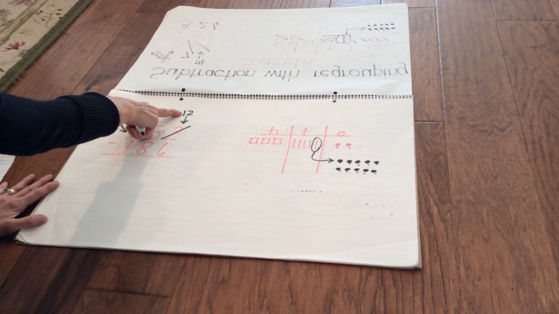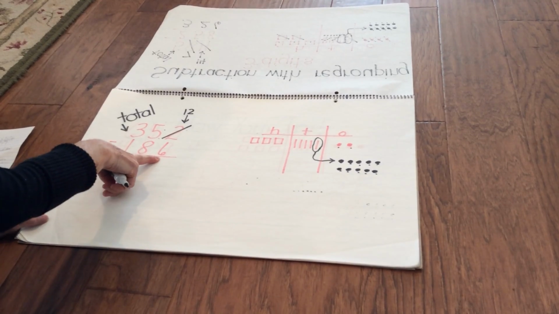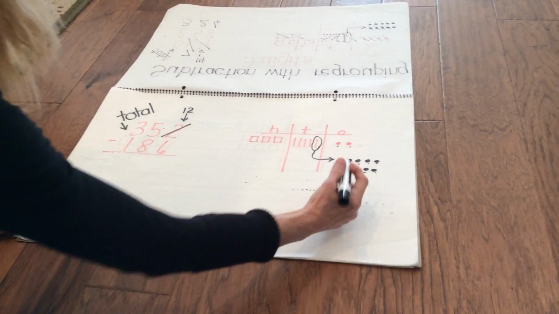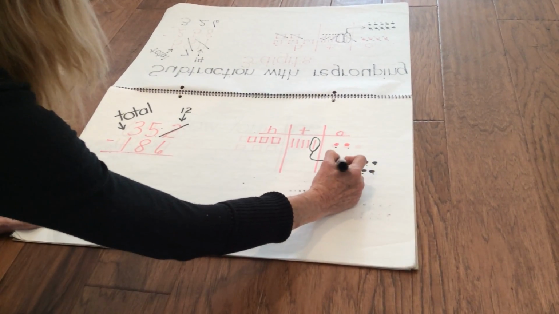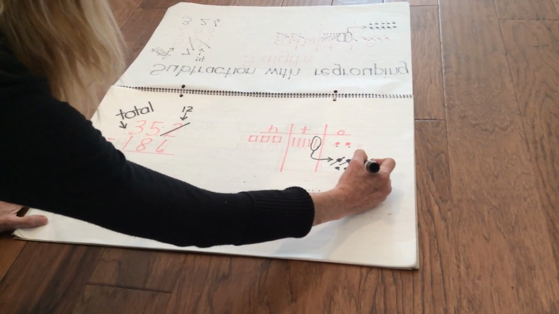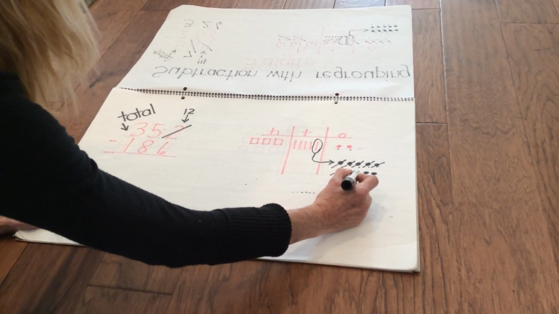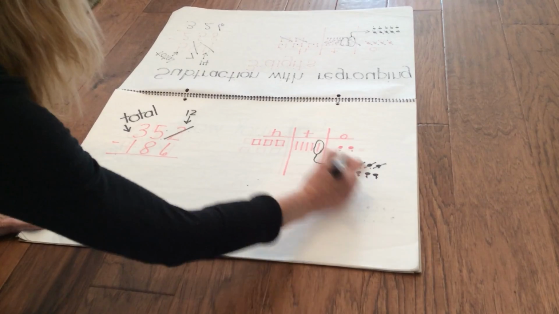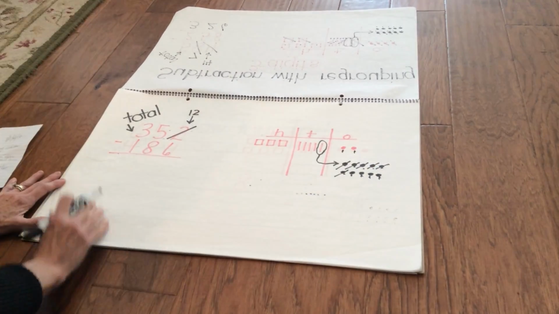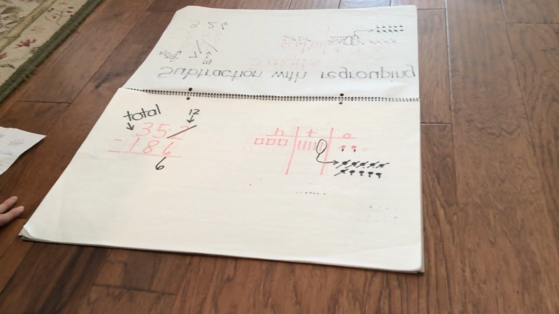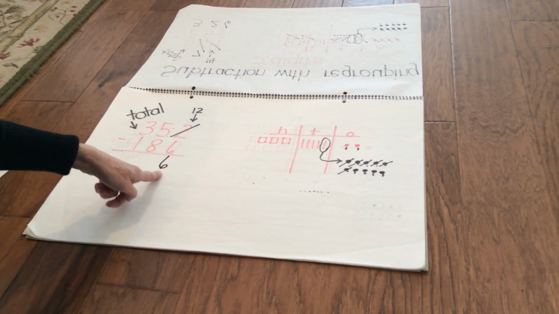Now my number is bigger on top than my number on the bottom. And I can subtract 12 minus 6. I'm going to take 6 away. 1, 2, 3, 4, 5, 6. And I have 1, 2, 3, 4, 5, 6. So my 6 is in the ones place. I'm now finished with the ones column.